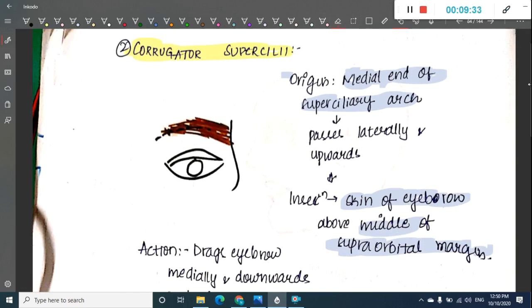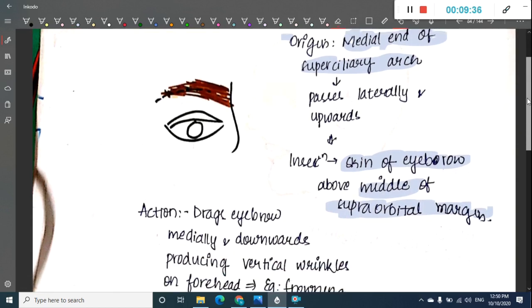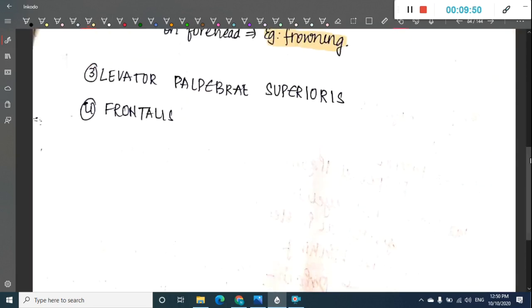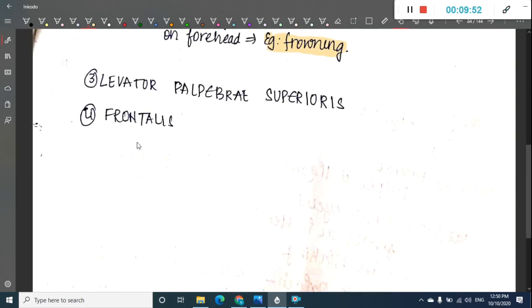Corrugator supercilii. Okay, then what is its action? It drags the eyebrows medially and downwards, as in frowning. So it helps mainly in frowning. It draws the eyebrow medially and downwards, and as a result it helps in frowning.